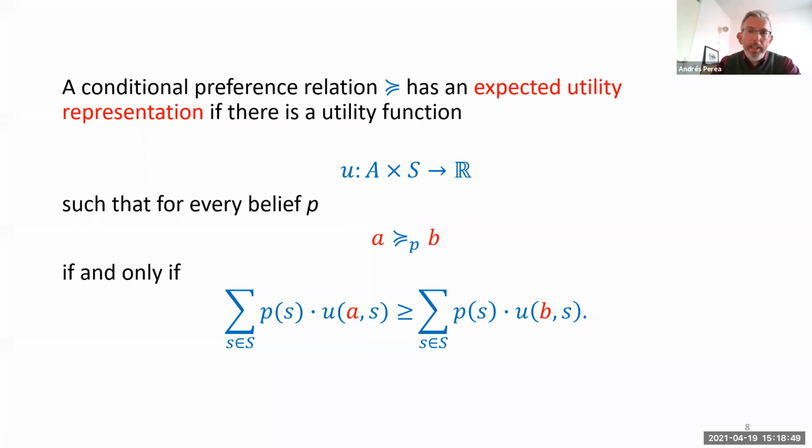Okay, so now the purpose of this paper is to try to identify conditions on the conditional preference relation that are both necessary and sufficient for it having an expected utility representation.